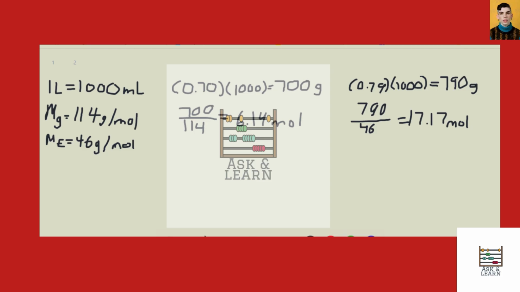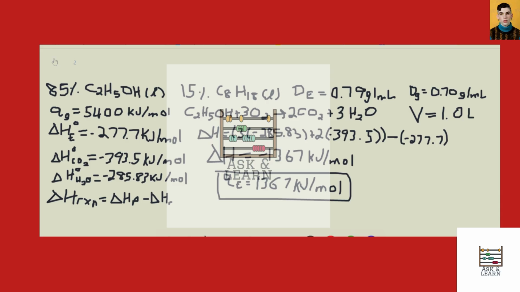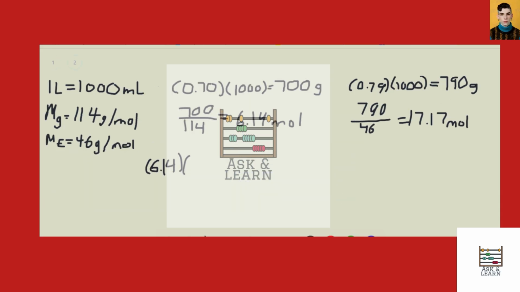Now we're going to multiply this by the heat of combustion to be able to get the amount of energy we have. So 6.14 times 5,400, which is going to be 33,156 kilojoules.